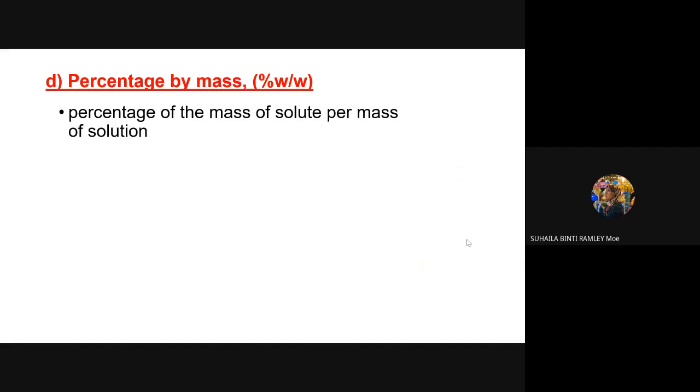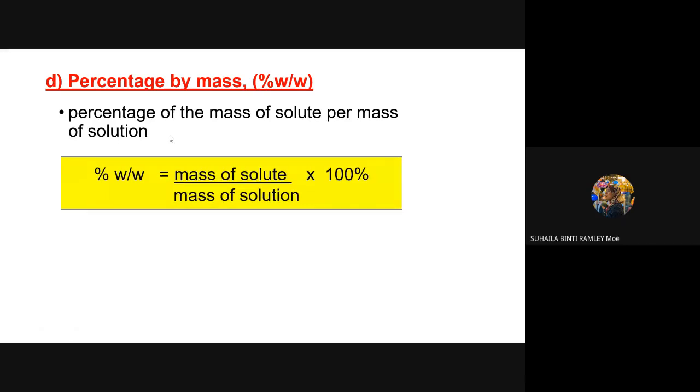Okay, next, percentage by mass. The formula is percent equals mass of solute over mass of solution times 100. Mass in kg is fine, in gram is also fine. What is important is that both must have the same unit. For example, we have 10% weight W over W, where W refers to weight, weight over weight of NaOH.